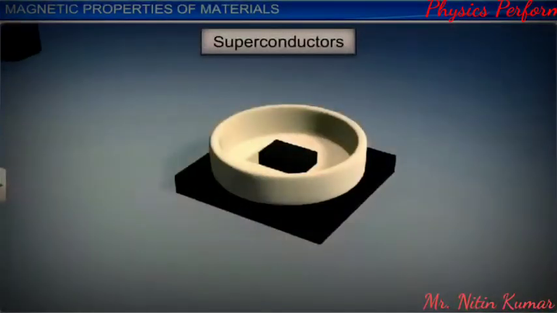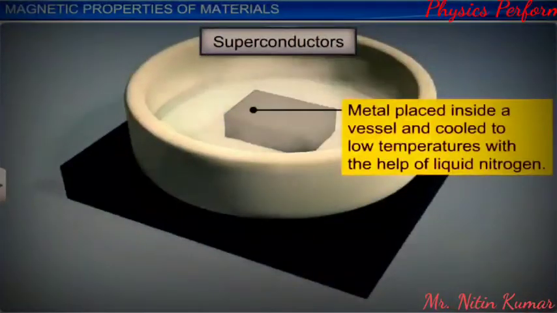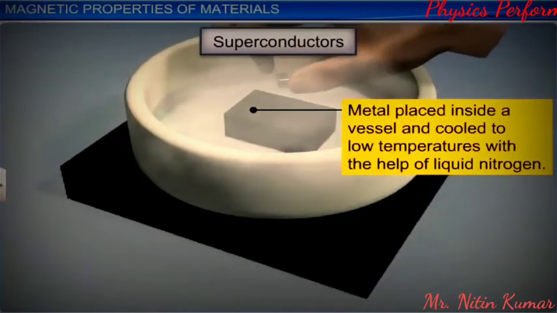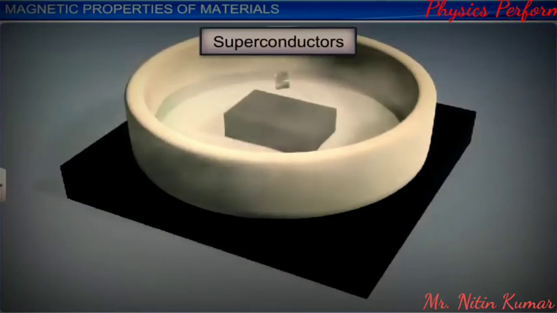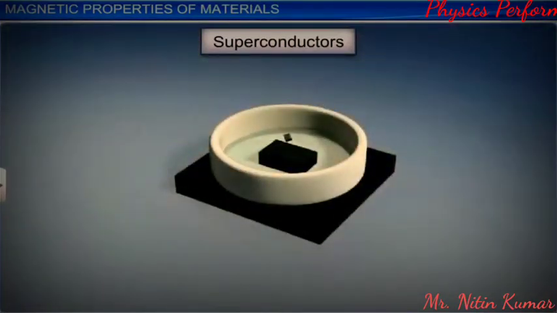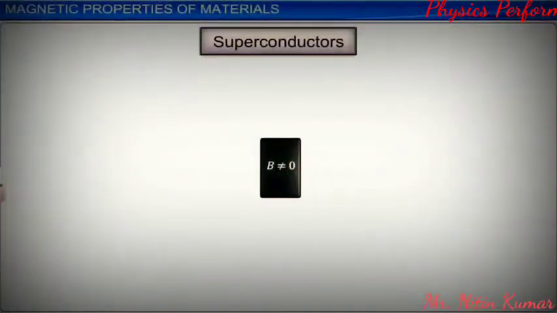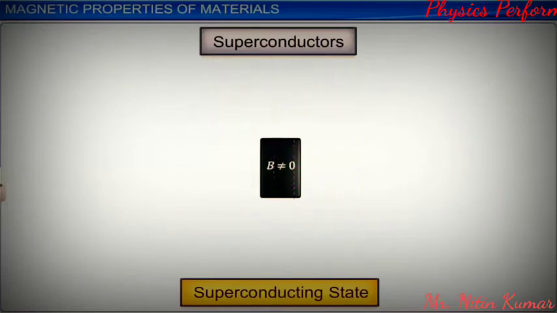Superconductors exhibit perfect diamagnetism. When a material is cooled below its transition temperature, it becomes a superconductor. In the superconducting state, the material behaves as a perfect conductor of electricity and a perfect diamagnetic material. When a material makes a transition from the normal state to the superconducting state, it actively excludes the magnetic field from its interior and hence repels magnets.